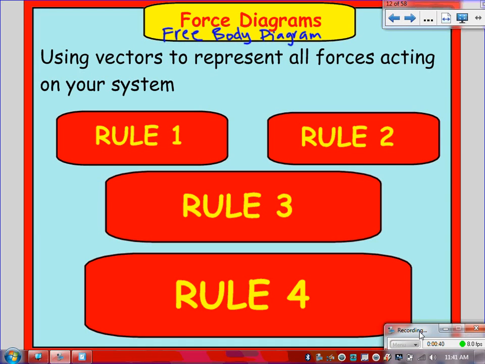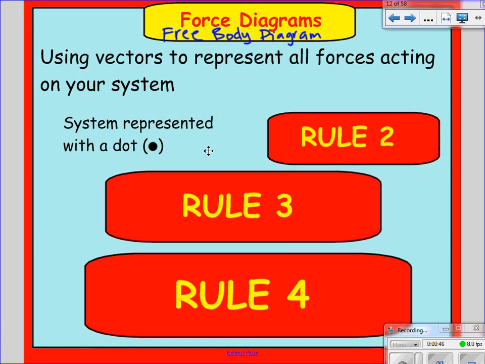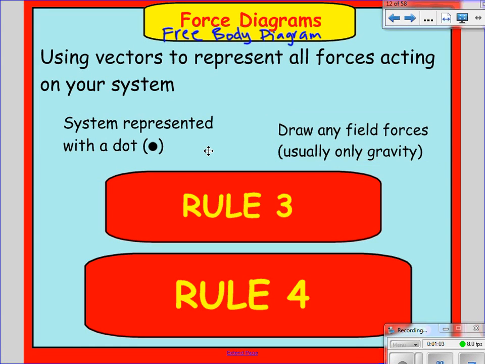There's a couple rules to keep in mind when you are drawing a force diagram or a free body diagram. The first rule to keep in mind is that the system is going to be represented with a dot. So if your system is a car, we're going to represent it with a dot. If your system is a box, a person, anything, we're always going to represent it with a dot for simplicity's sake.